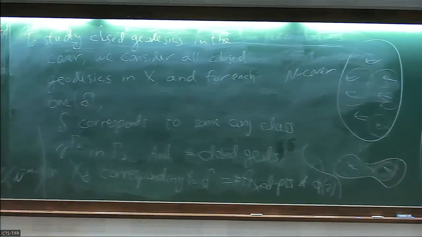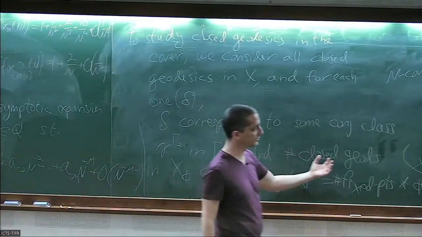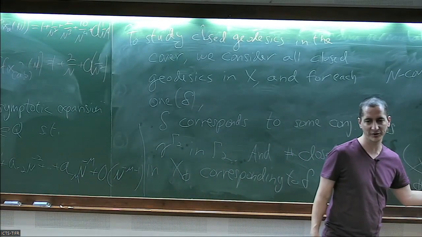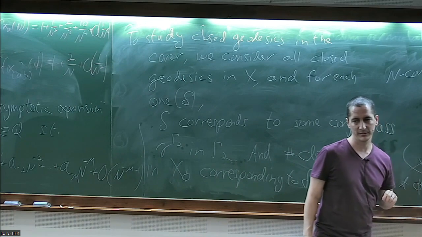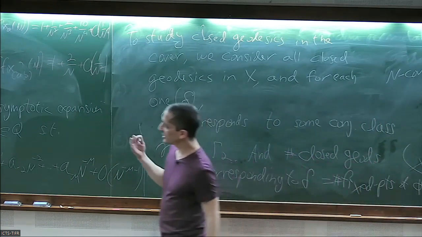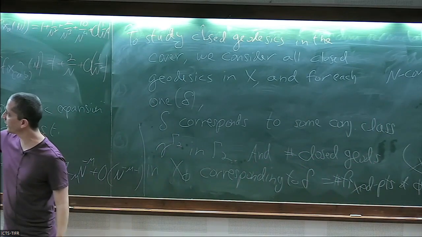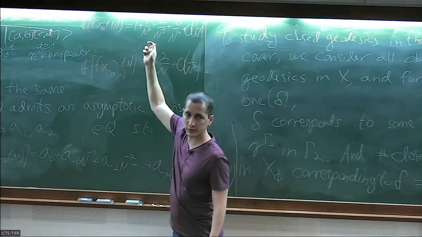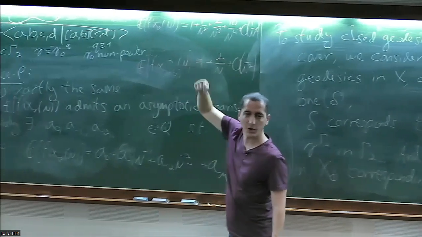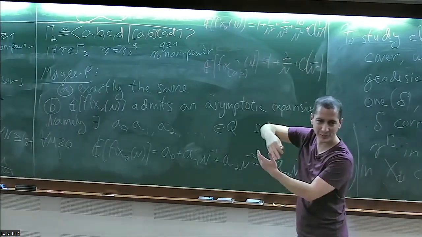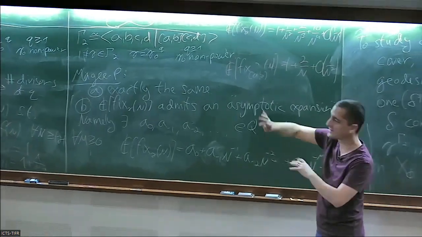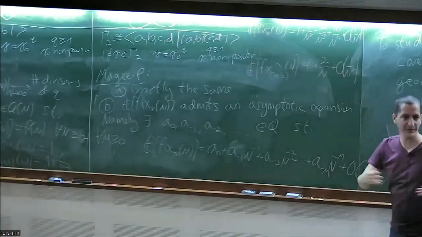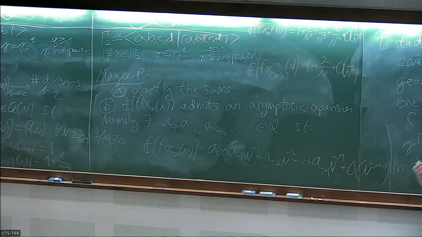You need to work harder to get a uniform result on all these short geodesics and not just for one of them. For example, if you use this result for a non-power, you get 1 plus O of 1 over n. But for this error term, what is the constant? This doesn't tell you anything about the constant, and you need to work hard to get a uniform constant for all.